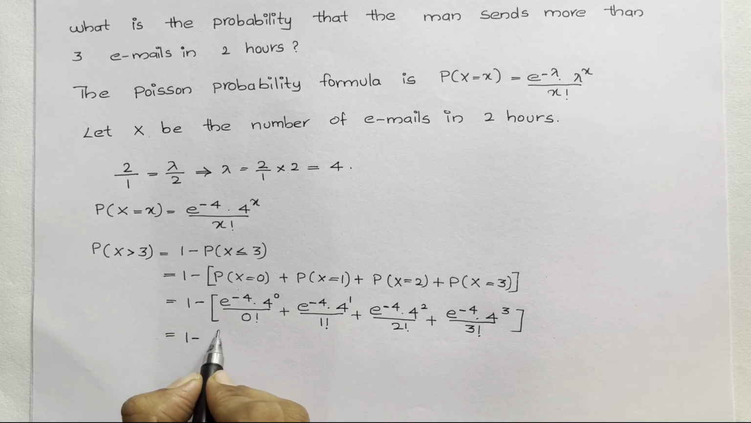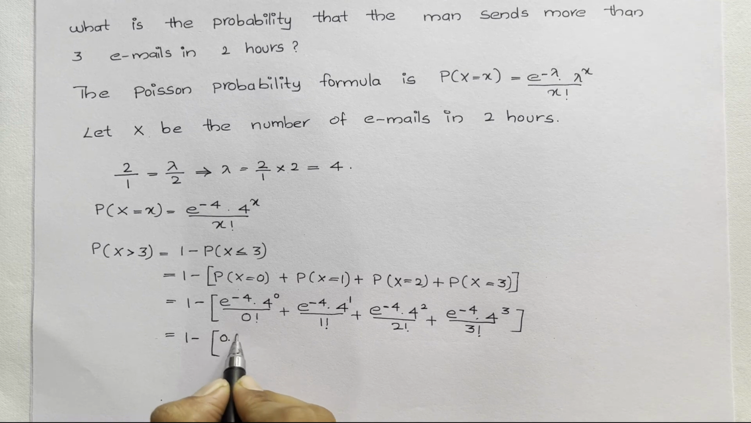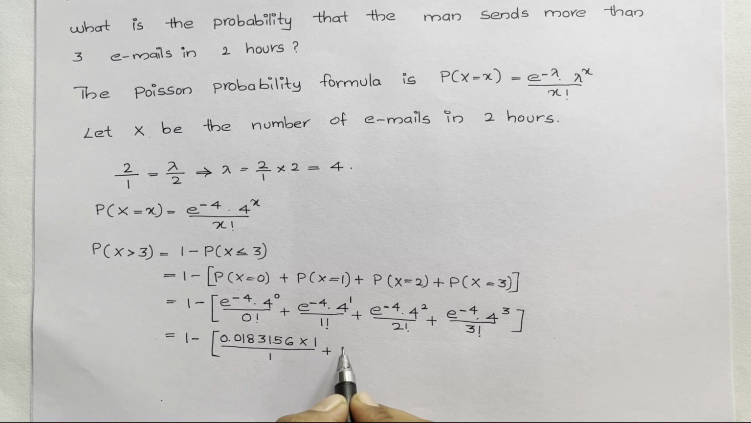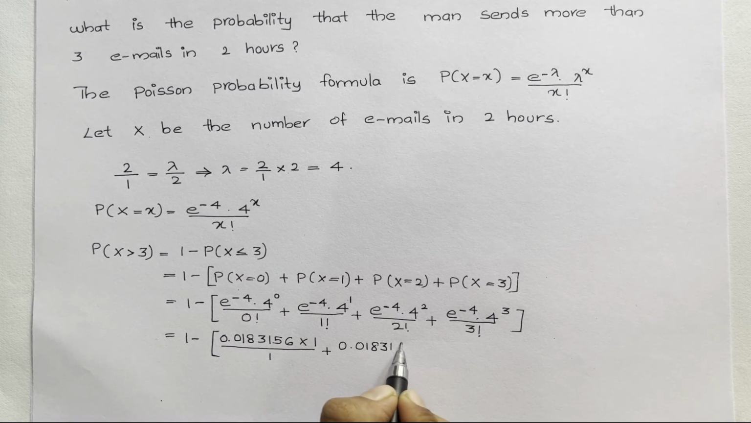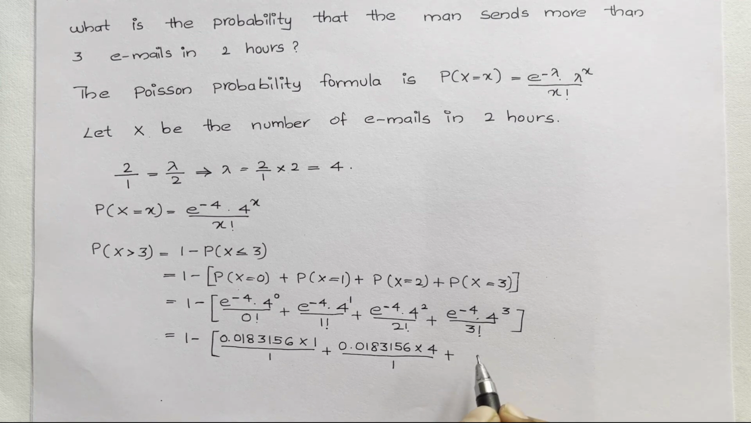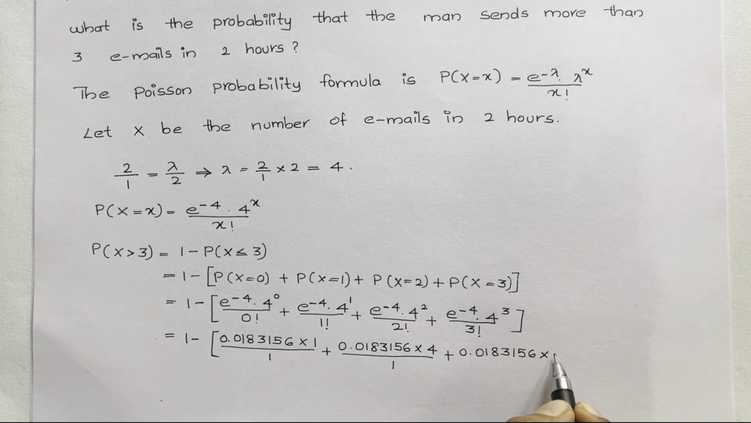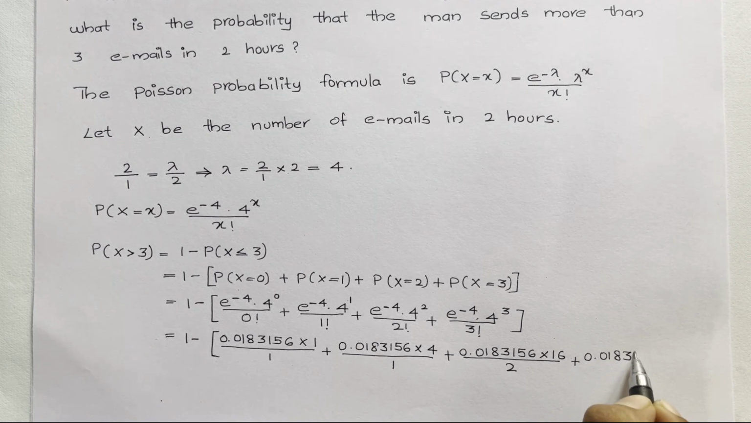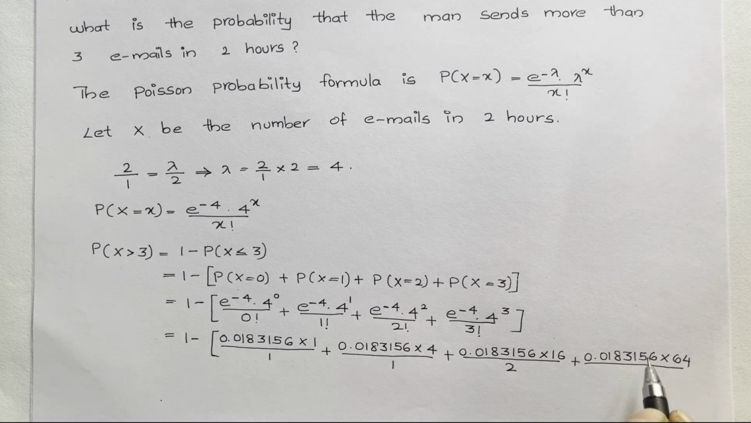Equal to 1 minus e raised to minus 4 is 0.0183156 into 4 raised to 0 is 1 divided by 0 factorial is 1, plus e raised to minus 4 is 0.0183156 into 4 raised to 1 is 4 divided by 1 factorial is 1, plus e raised to minus 4 is 0.0183156 into 4 square is 16 divided by 2 factorial is 2, plus e raised to minus 4 is 0.0183156 into 4 cube is 64 divided by 3 factorial is 6.